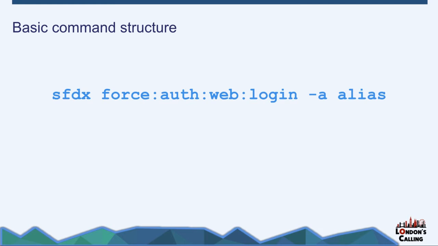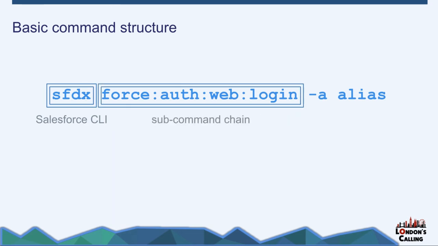This is the basic command structure: sfdx force:org:login:web -a alias. That's just an example, but it's always kind of the same structure whenever you dig into what the CLI can do for you. So sfdx is the program, the CLI I'm using. Then you have a subcommand chain, different commands chained with colons, and then you have parameters and options and arguments. So this is the basic command structure.